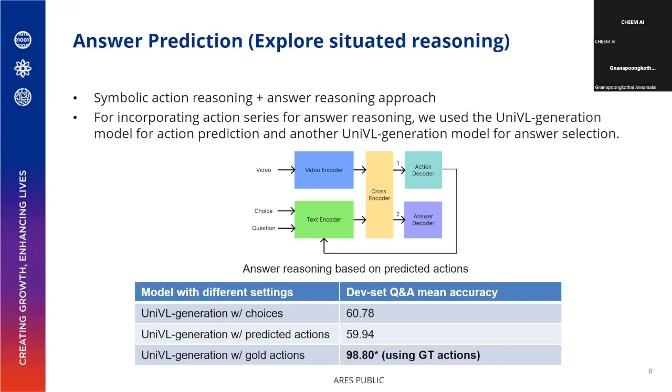However, we found that if we use the predicted actions, the result is close to using a generation model to directly predict the answers. I think this is because we are using a separate model to decode the actions. So in the future we will explore more methods to increase the action series prediction performance, so that I believe later these predicted actions will increase the final performance.